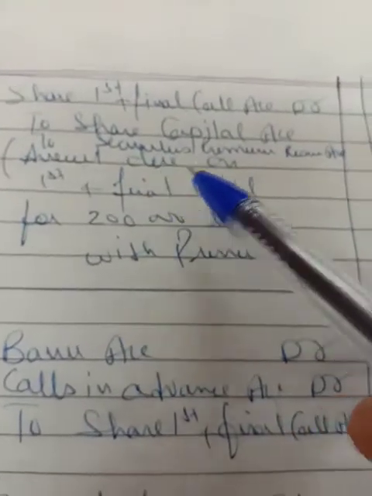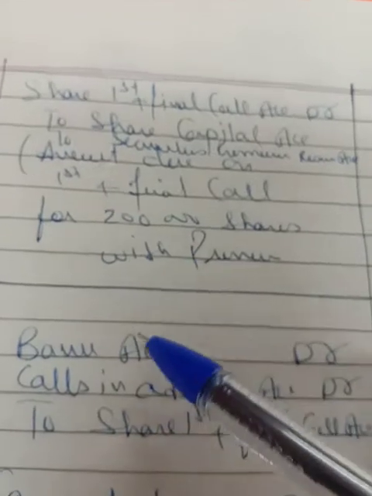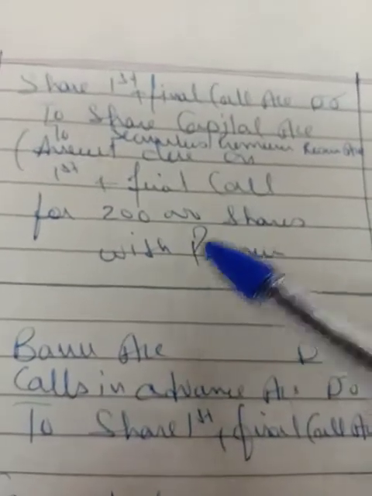Now share first and final call account debit, that is 10 lakh, and then to share capital, to security premium reserve account, 6 lakh and 4 lakh. Now share first call account is the amount due on 2 lakh shares for first call.